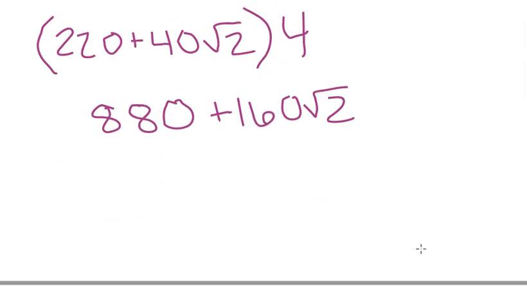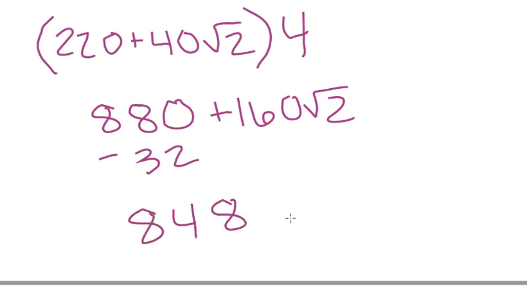Now, it does tell us we have a gate. So when I find the gate, I am just subtracting away 32 square feet. So when I do 880 minus 32, I'm going to end up with 848 plus 160 times the square root of 2 as the final amount that they will need, with 4 strands of barbed wire per fencing unit and the piece of the gate taken away.